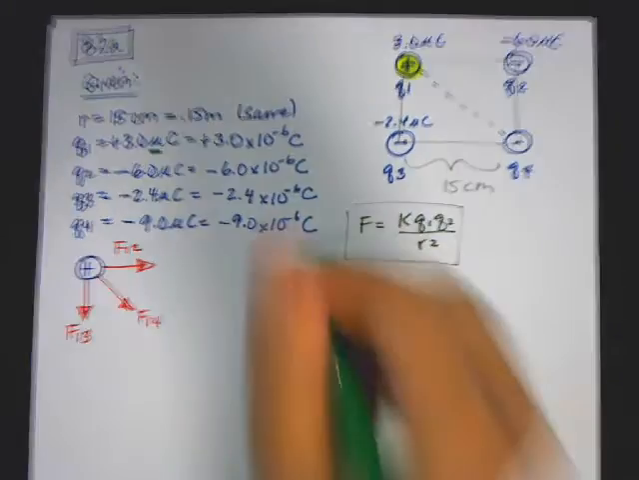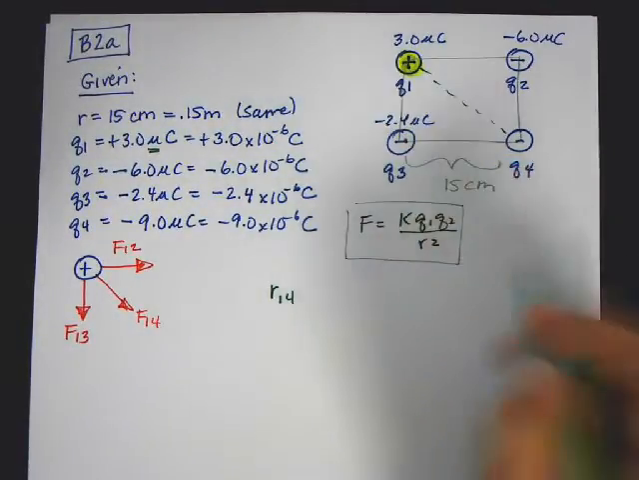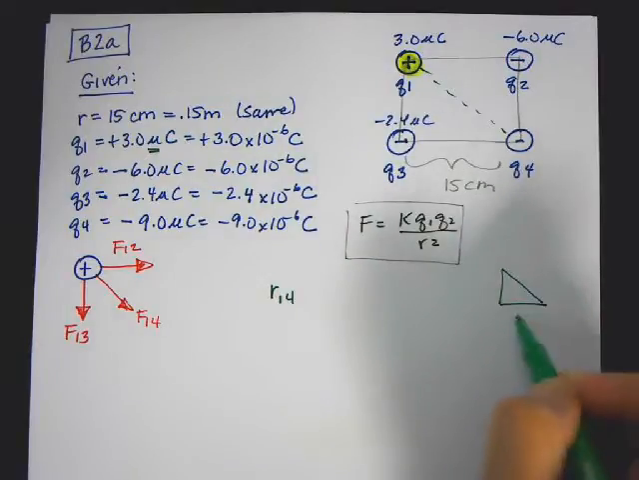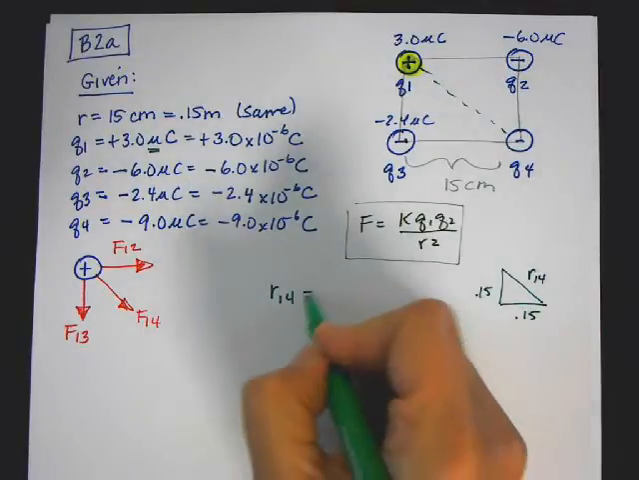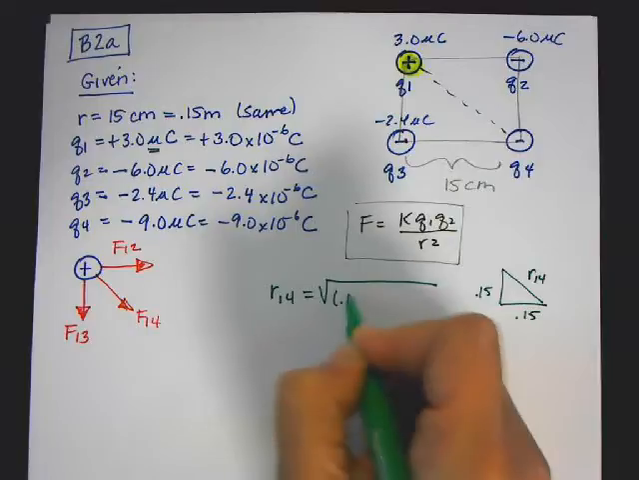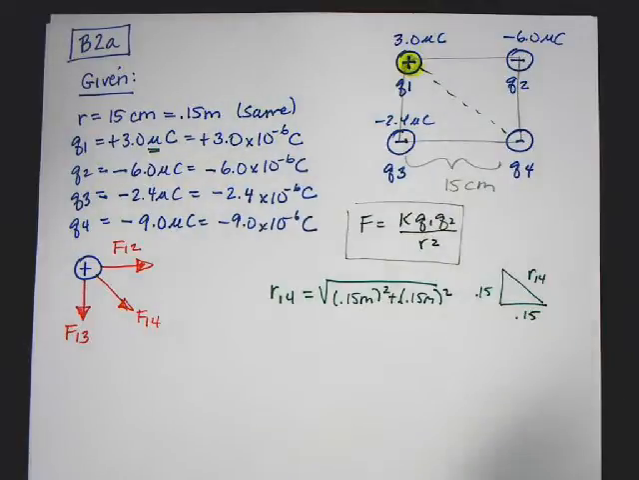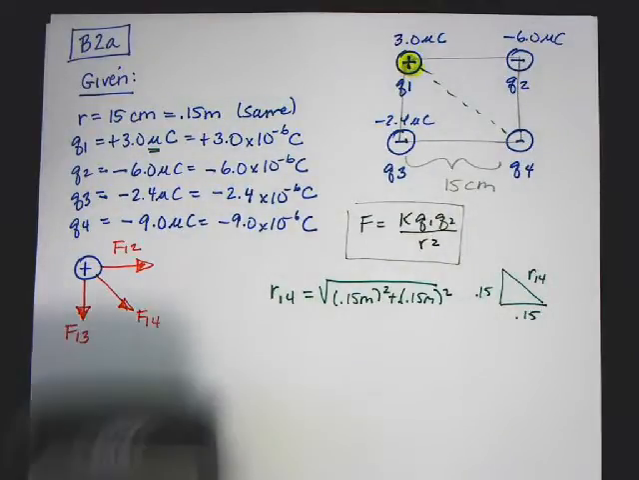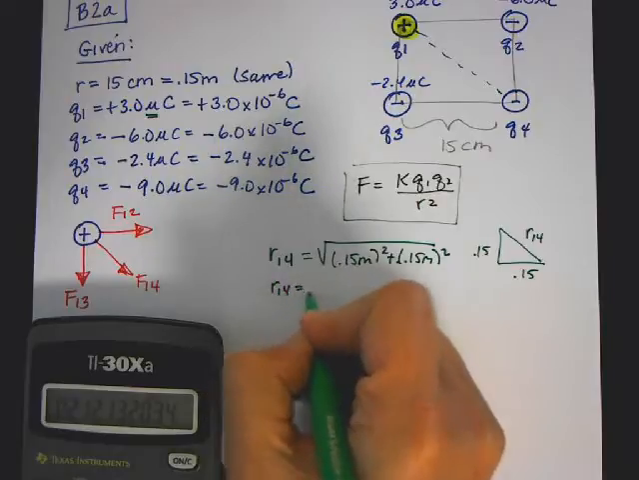So R14, and if you look at it, you can see that this is a right triangle. This is 0.15, this is 0.15, and this is R14. So R14 is equal to the square root of 0.15 meters squared plus 0.15 meters squared. When I do that on my calculator, it comes out to be 0.21. So R14 is equal to 0.21. Now I have that.